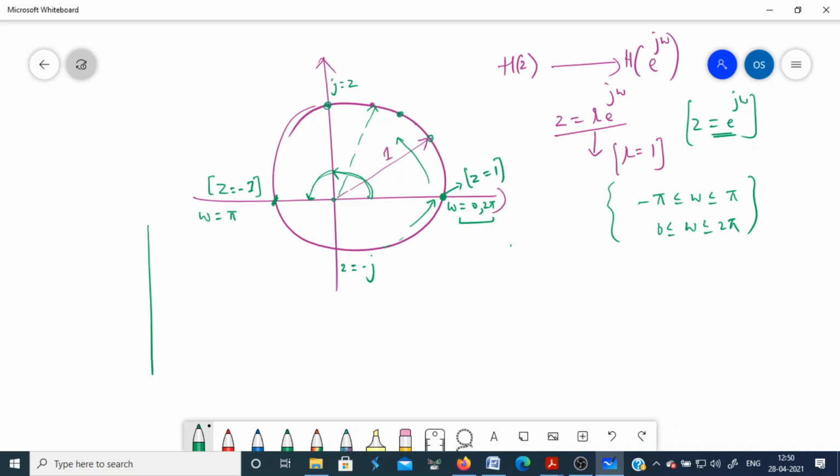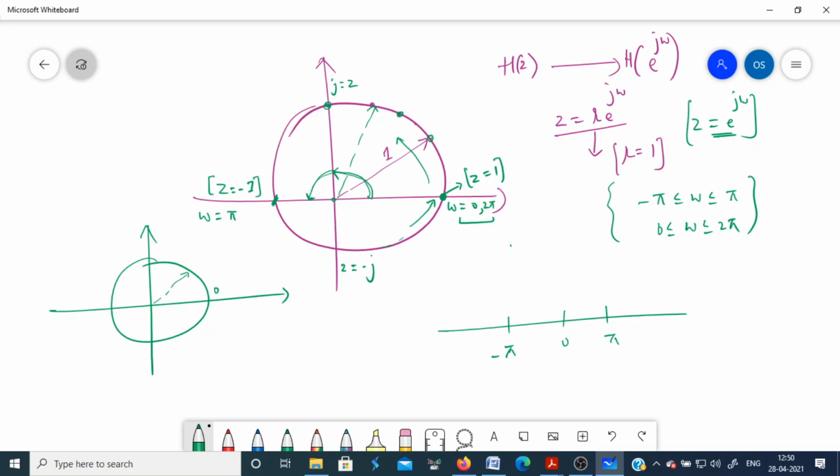Another way to interpret this is that instead of taking 0 to 2 pi, you take the band from pi to minus pi. In that case, when the phasor rotates anti-clockwise, it is a positive frequency, so it spans the range from 0 to pi. And if the phasor rotates in the negative direction, it goes from 0 to minus pi. So the upper half circle is from 0 to pi, and the lower half is from 0 to minus pi. It can be interpreted like this also.